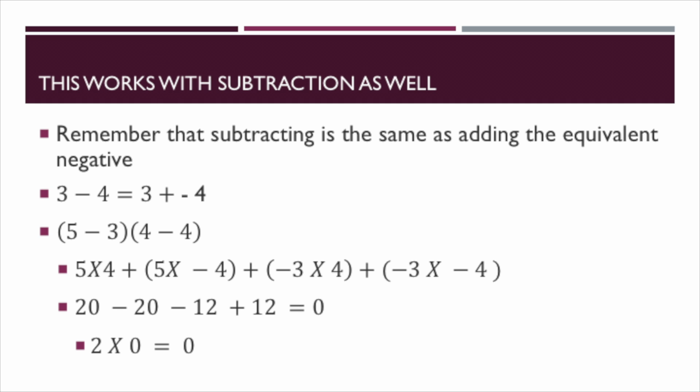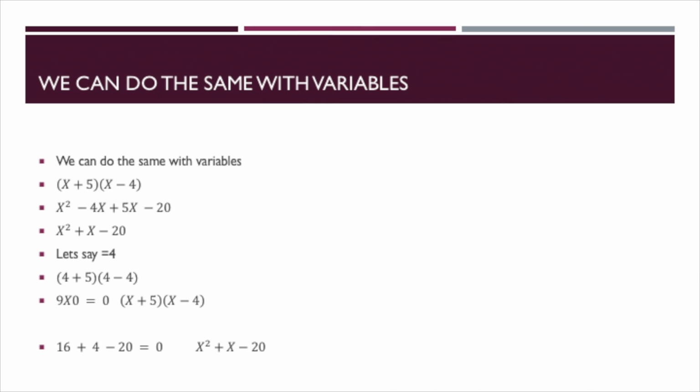And you'll notice if you take 5 minus 3, that's 2, and 4 minus 4 is 0. 2 times 0 is 0. So you can do it with subtraction as well. So the question is, why is this important? Can't we just do the stuff inside the parentheses and outside the parentheses like we've always done?